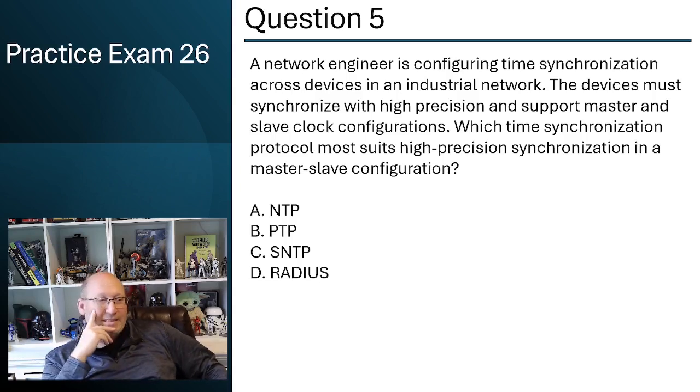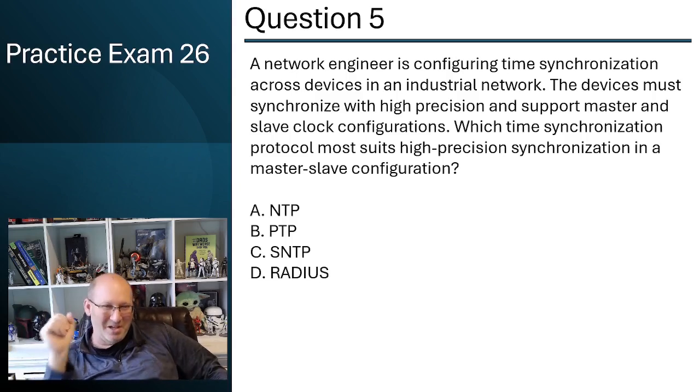I'm going to start with D on this one. I really am. RADIUS. I feel like we can get rid of RADIUS, right? It's an authentication protocol, not a time synchronization protocol. Very easy to get rid of that one. That leaves us A, B, or C: NTP, PTP, or SMTP. Now, if you know your acronyms, you know the answer, because this is not a hard one if you know those acronyms, which takes me to my hint, which is know your acronyms.